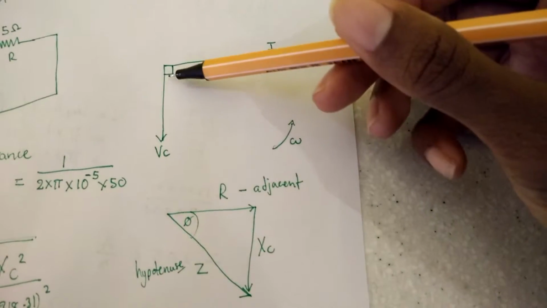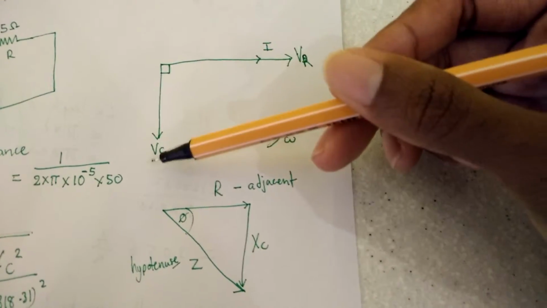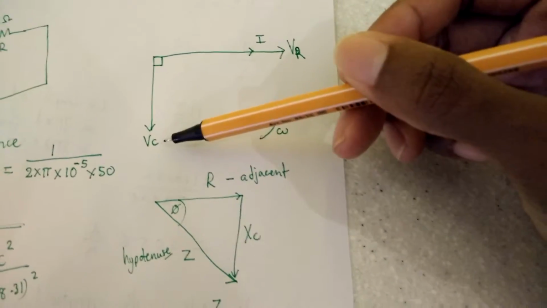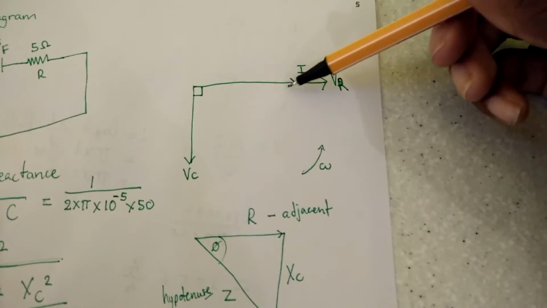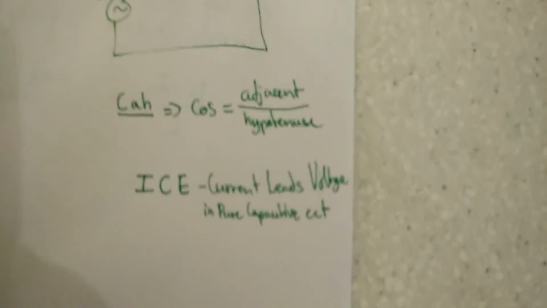And we have the capacitive voltage, or the voltage across the capacitor, lagging the current by 90 degrees. Remember the relationship ICE, current leads voltage.